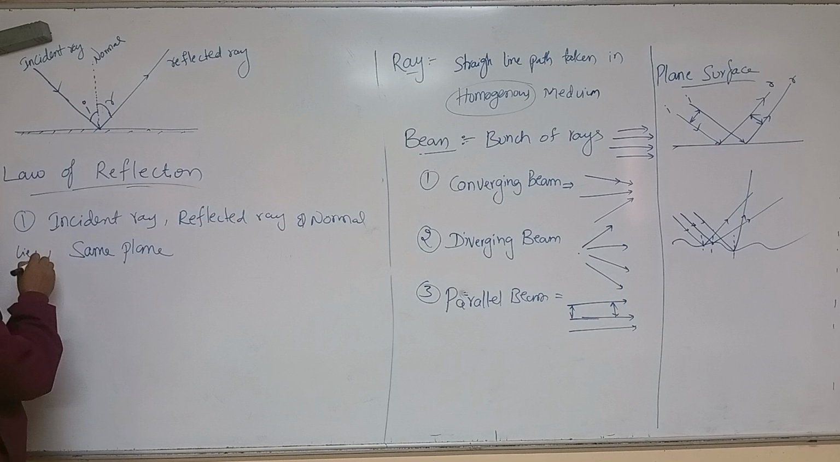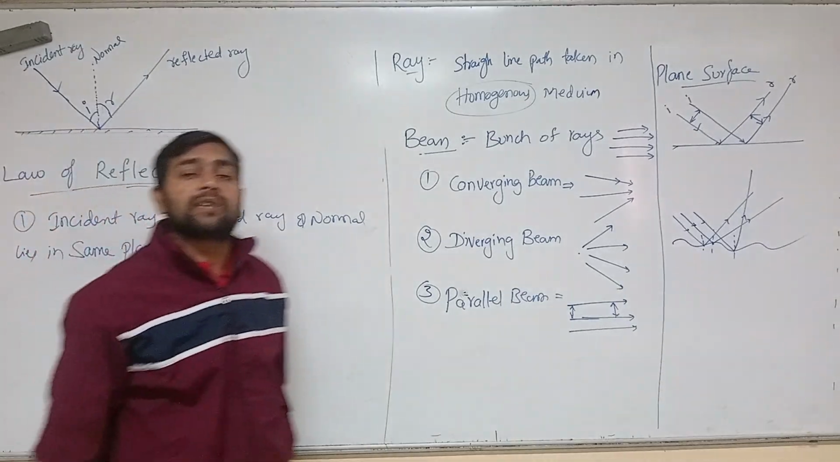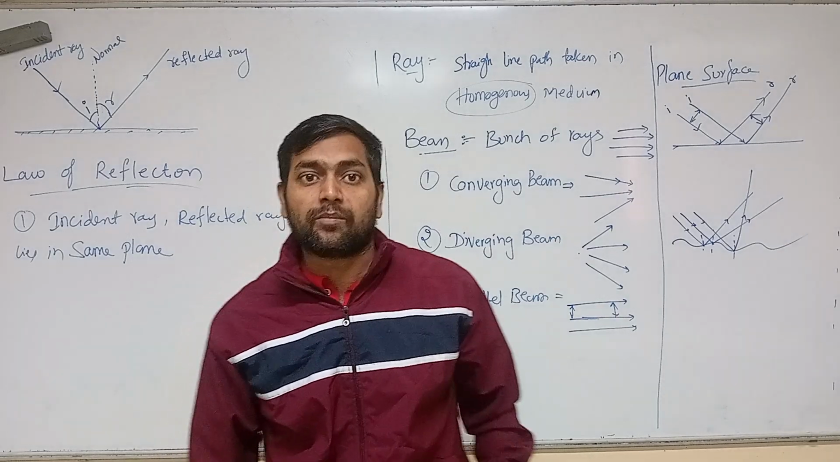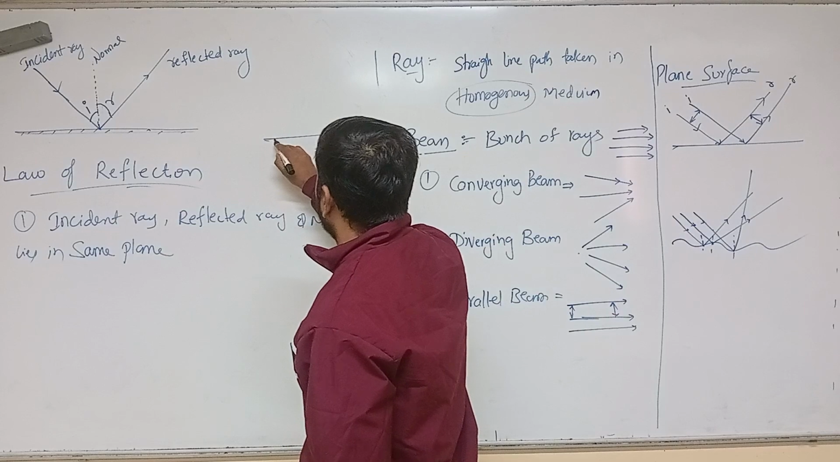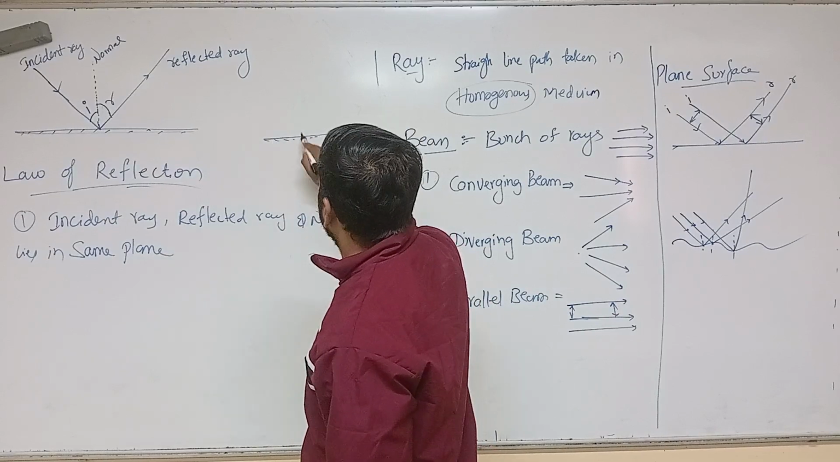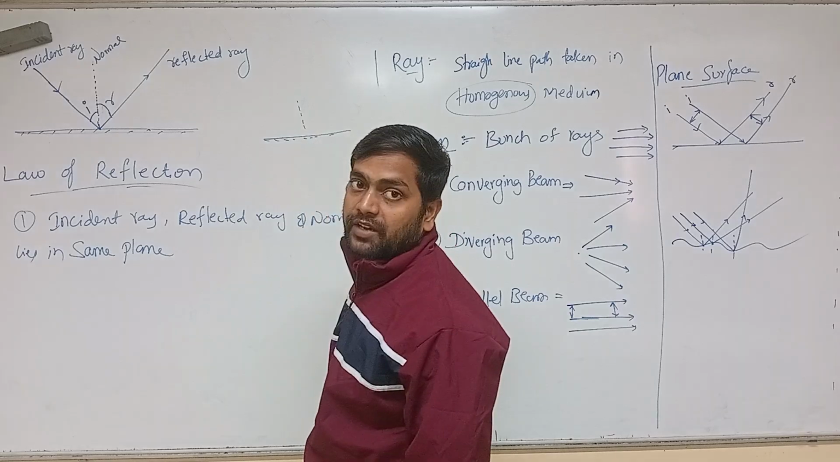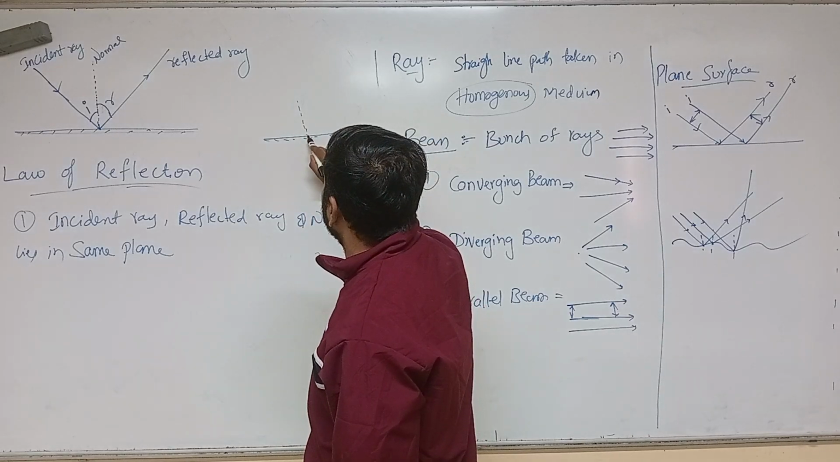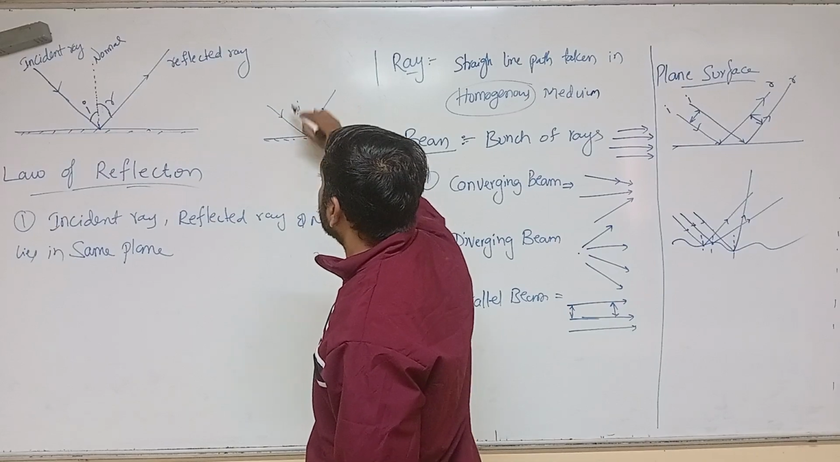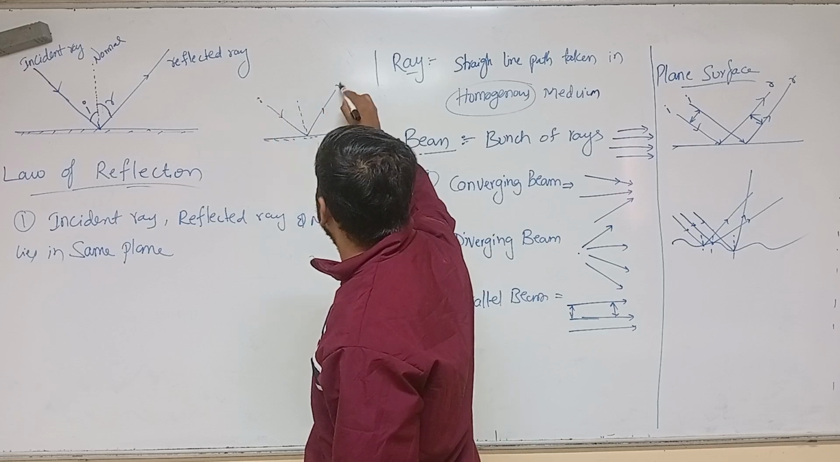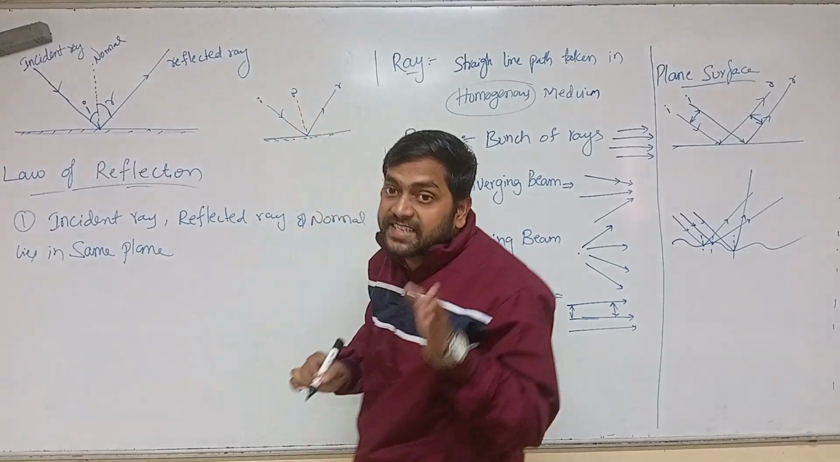Lies in the same plane. So what is the meaning of same plane? Same plane means what? Let us take a mirror here. I would like to take the perpendicular line, that is the normal, from here. When a light ray is coming from this direction and moving in this direction, this incident ray, this reflected ray and this normal are to be in the same plane.